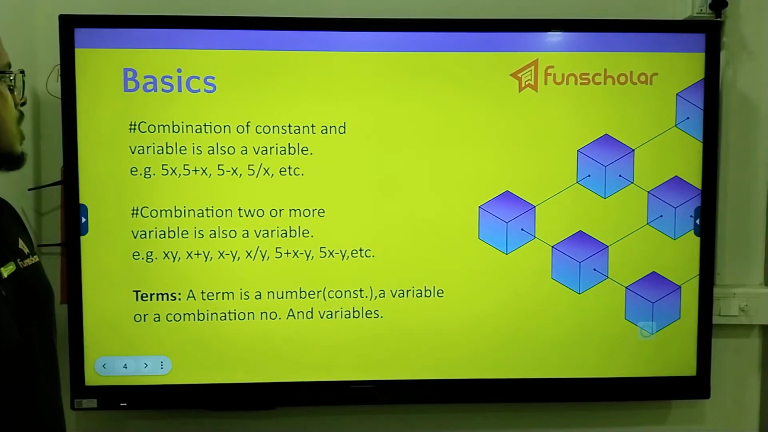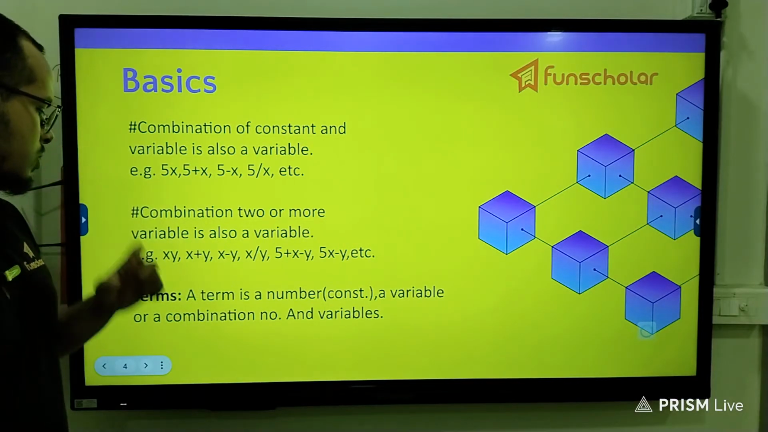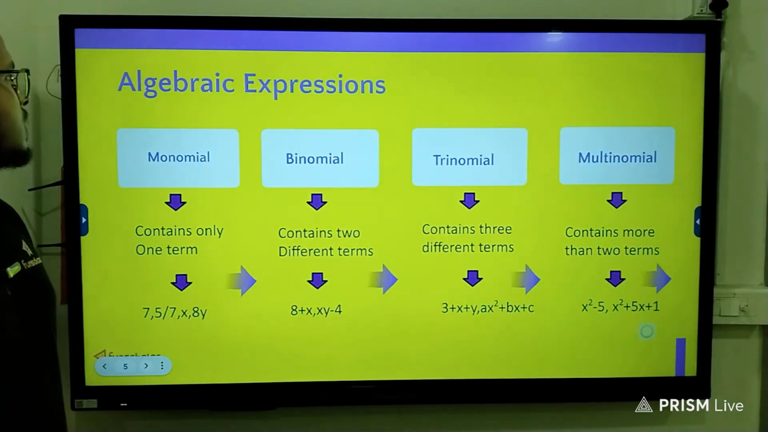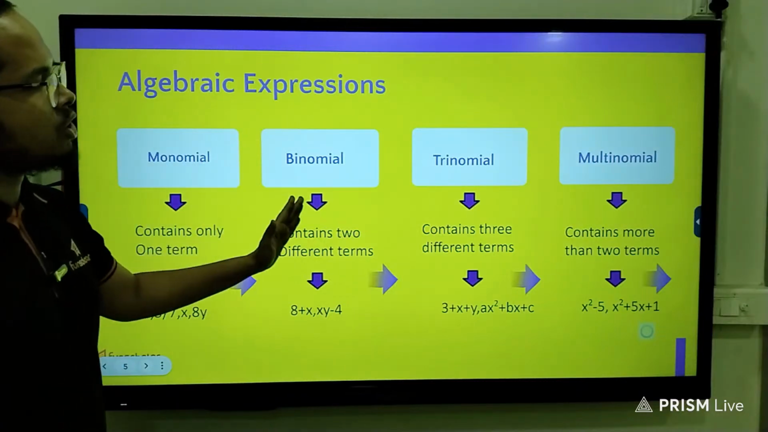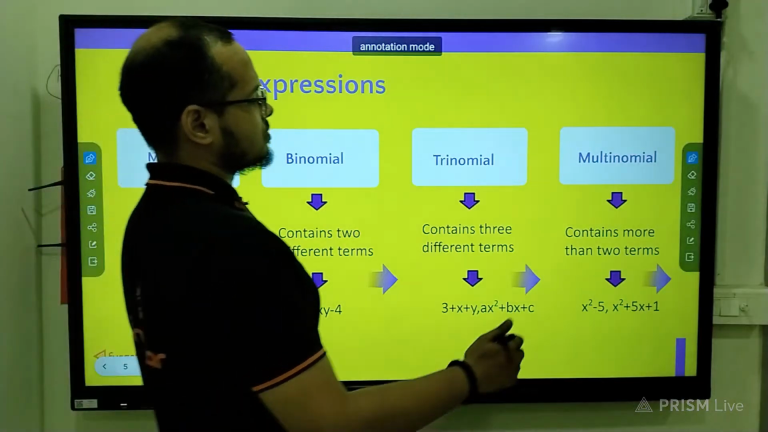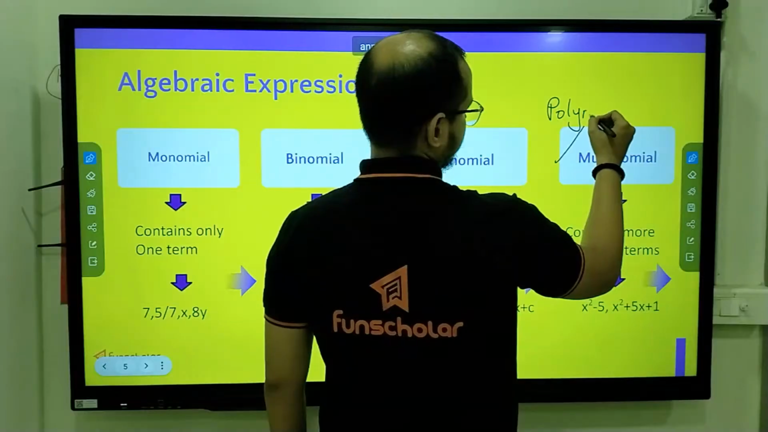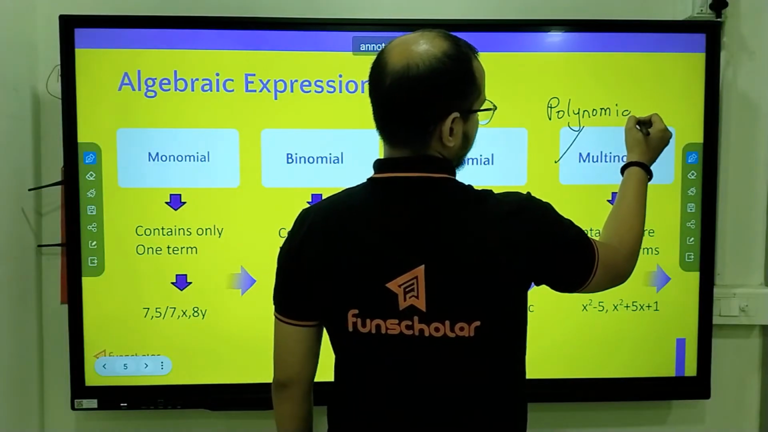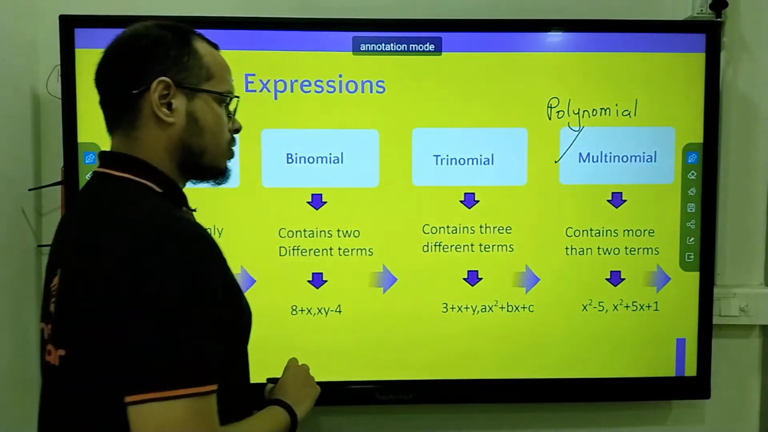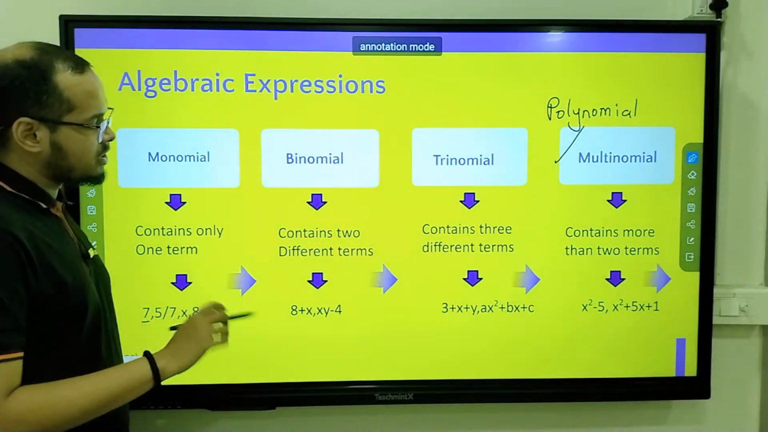Now combination of constant value, we have already done this. We have done how to write terms and what are variables and what are constants. Now comes monomial, binomial, trinomial, and multinomial. Multinomial in other words is written as polynomial. Monomial has only one term, so 7. It can be only a constant as well.